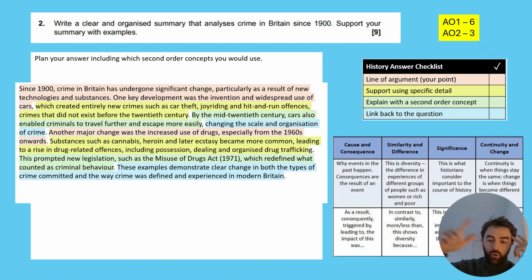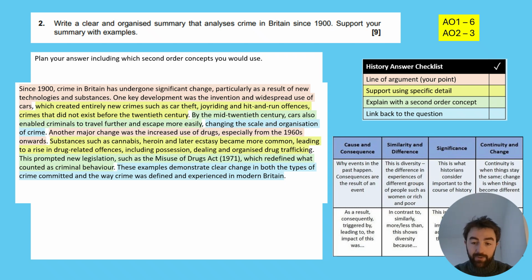But then the second order is the thinking you do around that fact. Why is that a crime? What were the risks? How is this a change? Who's affected by it? It's almost like that trickle-down thinking. And then there you say, by the mid-20th century, cars also enabled criminals to travel further and escape more easily. There's the second order concept. Well, criminals are benefiting from the invention of cars. Anyhow, let's get back to the structure.